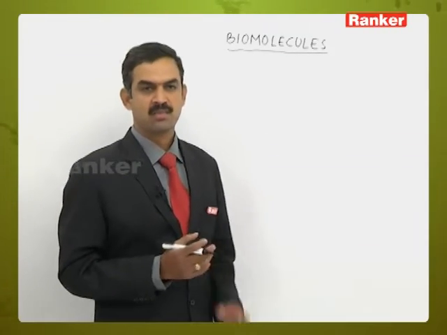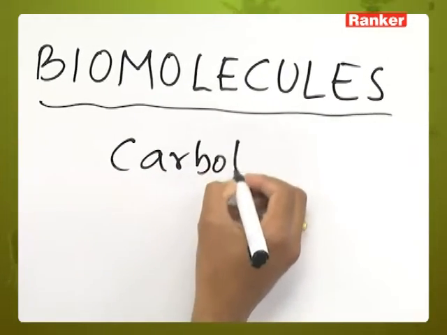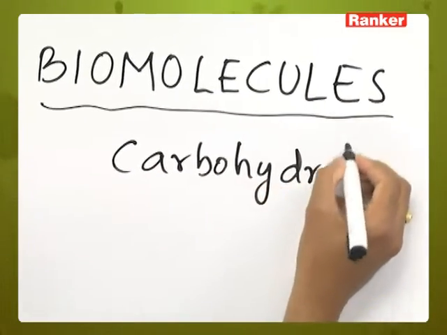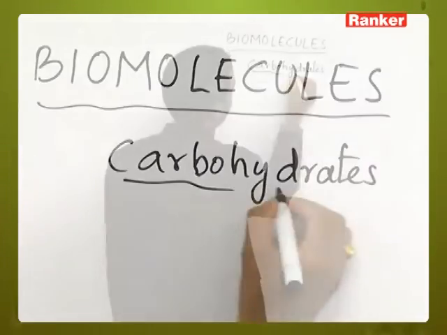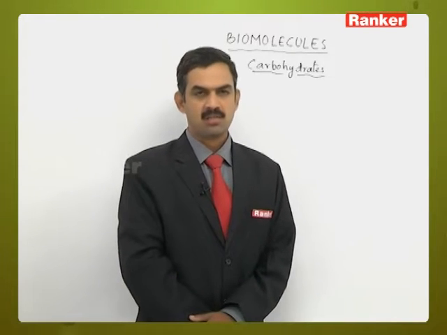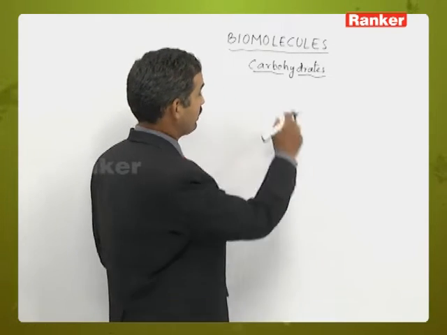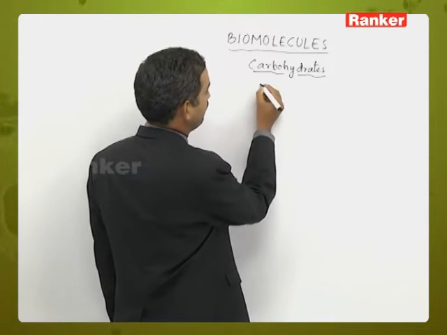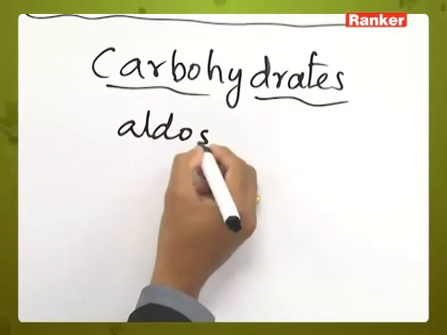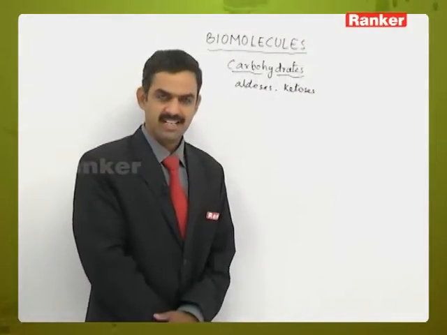In biomolecules, the next type of biomolecule is carbohydrates. So carbohydrates are also part of the biomacromolecules, which have a molecular weight of more than 1000 Daltons, and these are also part of the acid insoluble fraction. Then these are actually the hydroxy aldoses and ketoses and their derivatives.